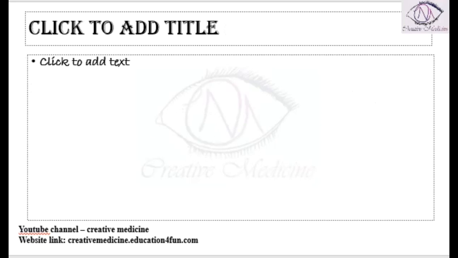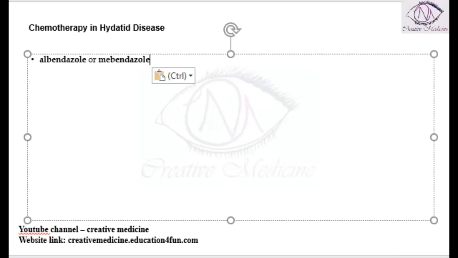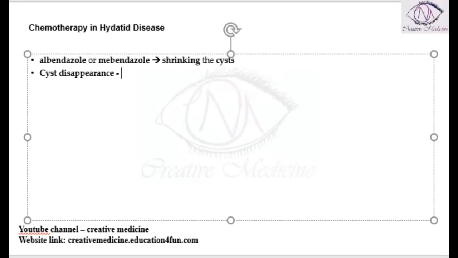Then chemotherapy is also available for hydatid disease. What do you do in chemotherapy? Chemotherapeutic agents like albendazole and mebendazole can be used, which can shrink the cysts. In less than 50% of cases, cyst disappearance can occur with the help of these chemotherapeutic agents.